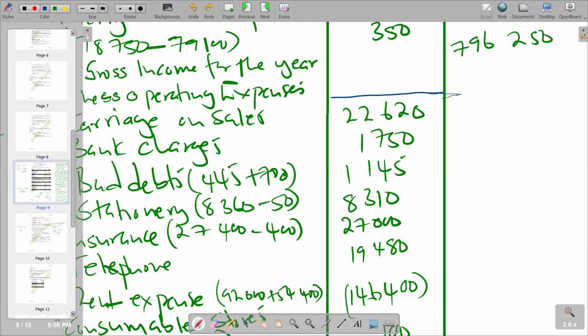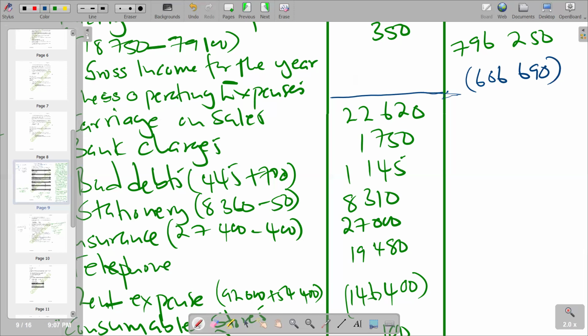So if you add there, you see that the total you are supposed to get for total operating expenses is going to be 606,690. And we are going to subtract it from the figure for gross income. So 796,250 is gross income for the year, minus 606,690, which is our operating expenses. We are supposed to get now your net profit for the year.